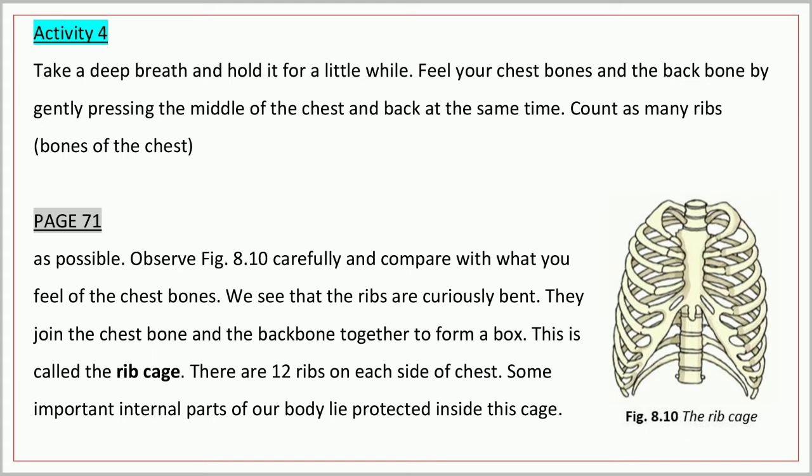There are 12 ribs on each side of the chest, that is 12 on the left hand side and 12 on the right hand side. Some important internal parts of our body lie protected inside this cage. Students, can you name the organs which lie protected inside this cage? Yes, of course, it's the lungs and heart. Both are very important organs for our body, and that's why they are protected inside this cage.